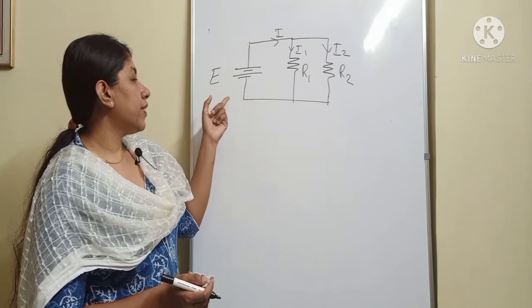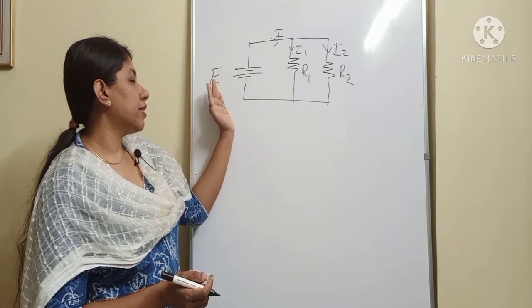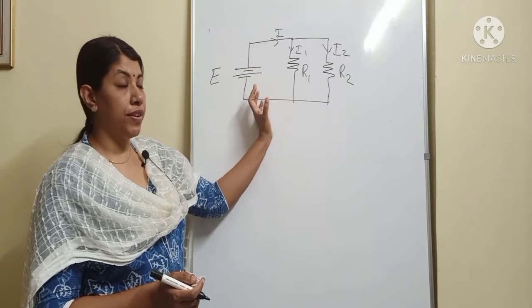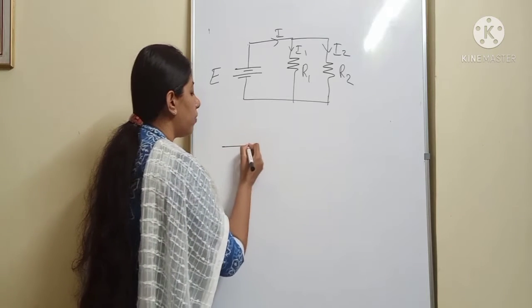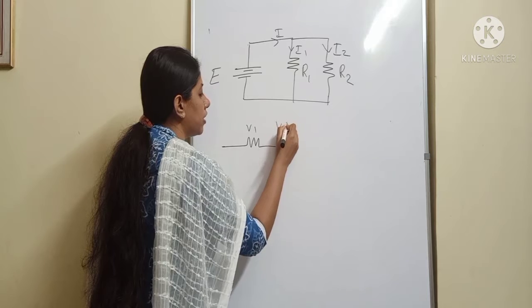In this case, we can say that the main current is dividing, and hence this circuit can also be called a current divider. But in a series connection, what is happening? The entire applied voltage is dividing between these two resistances.